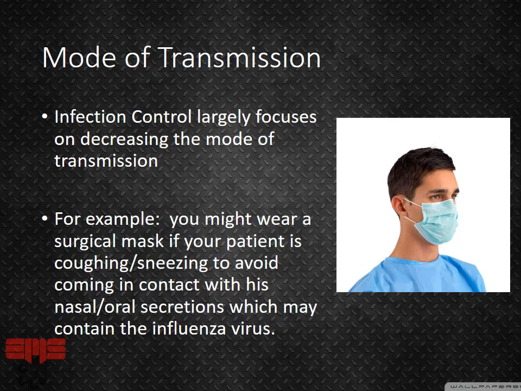Infection control is largely focused on decreasing the mode of transmission. The mode of transmission, whether direct or indirect, that's where your infection control targets. For example, your patient is sneezing, coughing. You don't want to come in contact with those secretions, so you might wear a surgical mask. And a surgical mask is recommended for either you or the patient if they have a fever and they have those nasal secretions.